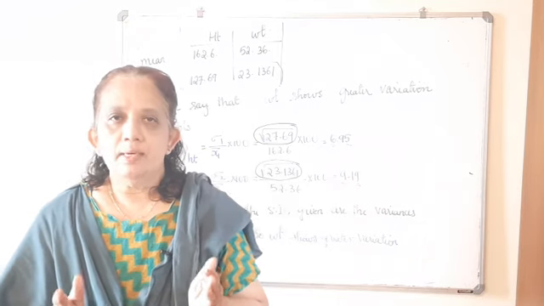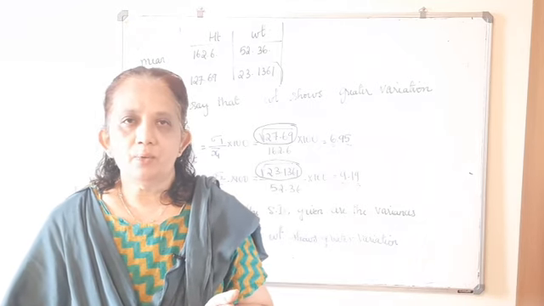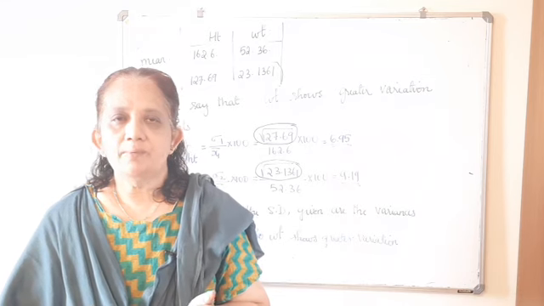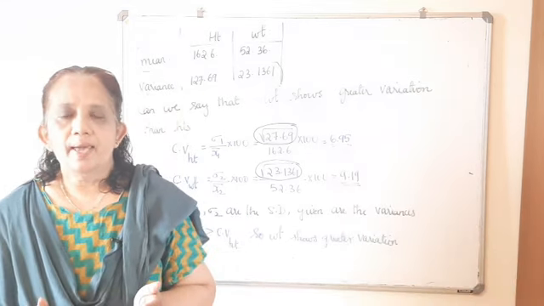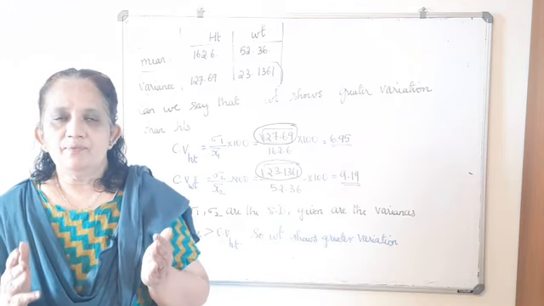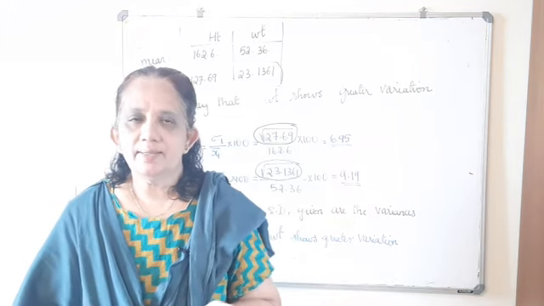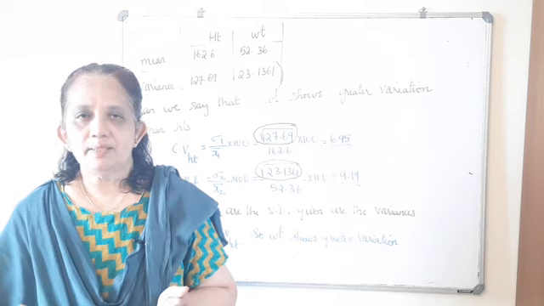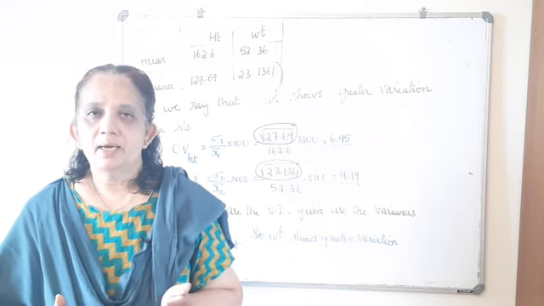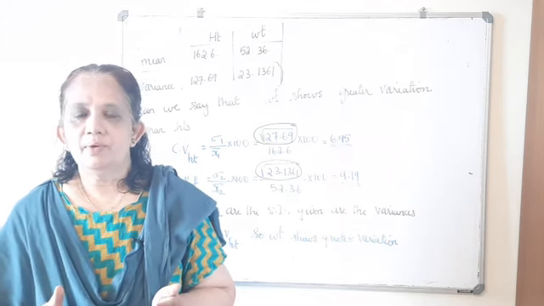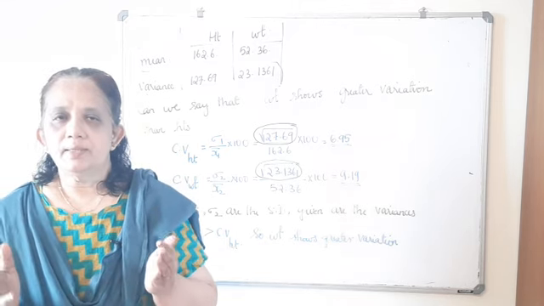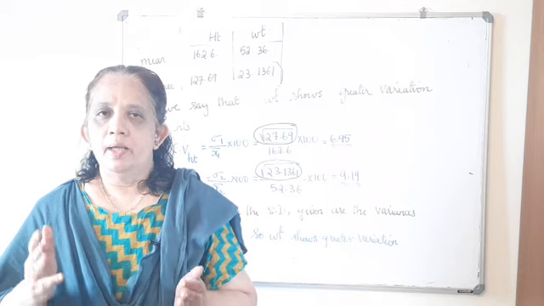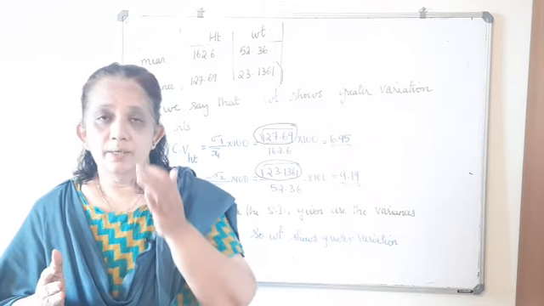And when class intervals are given, how to find out the mean? It is a plus sigma fi di into h divided by sigma fi, where a is the assumed mean, fi's are the frequencies, di is the deviation, xi minus a divided by h, and h is the class width. Whenever you do a question in statistics, make sure that the class intervals are of the continuous type. If not continuous, make it continuous type.